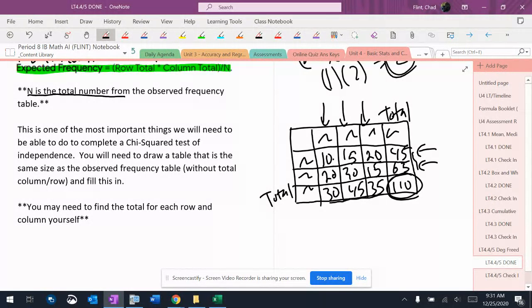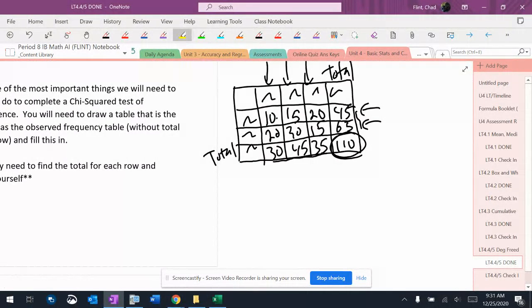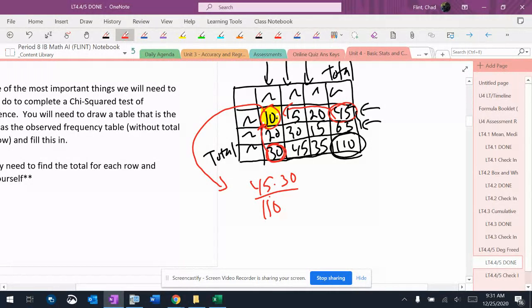All right. So to find an expected frequency, which would be a completely separate column, if I wanted to find the expected frequency for that first block right there, I would take the row total, which is 45, and multiply it by the column total, which is 30. Basically, it's what meets at this block. So the 45 and the 30 meet at that. And then I would divide it by the grand total, which is 110.